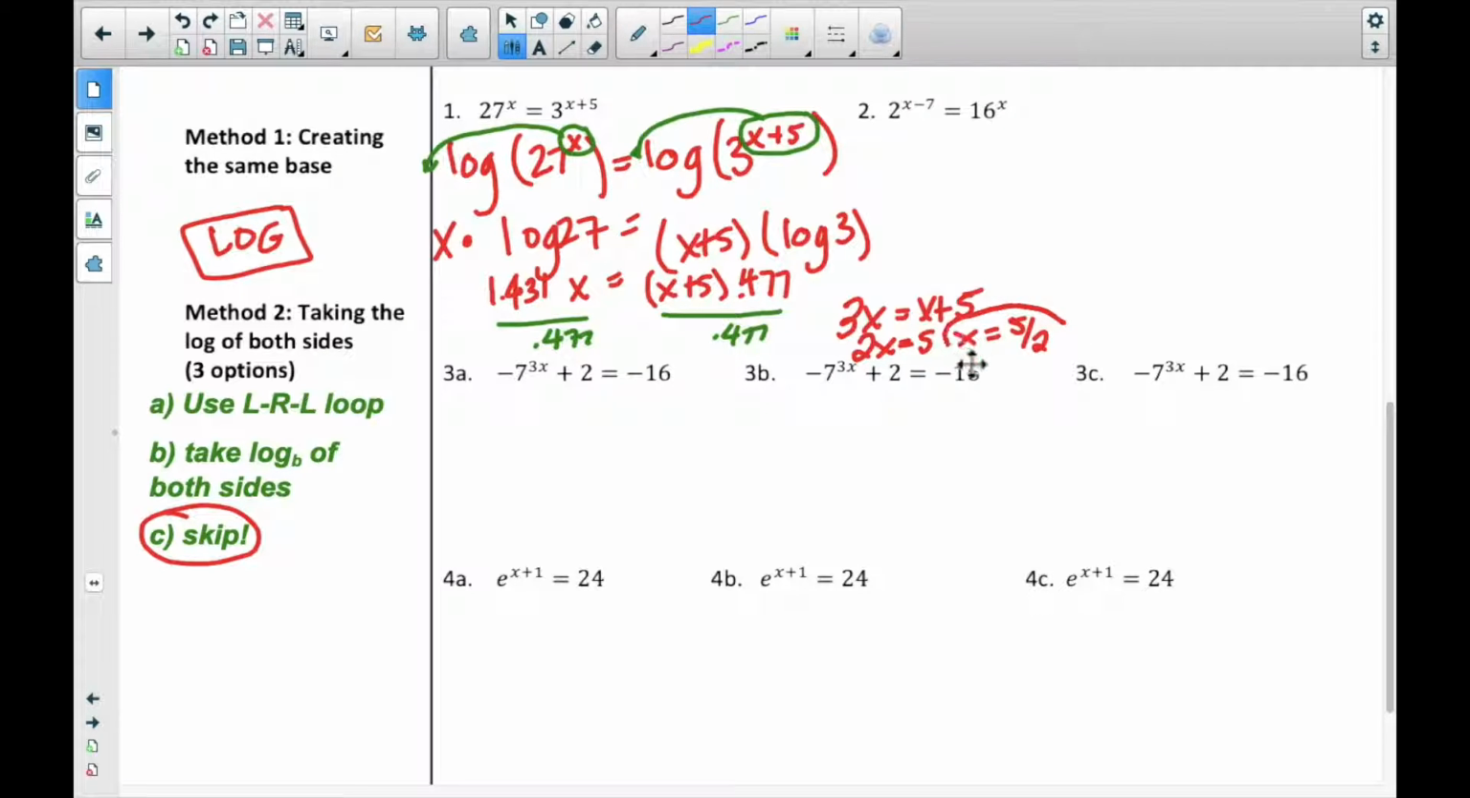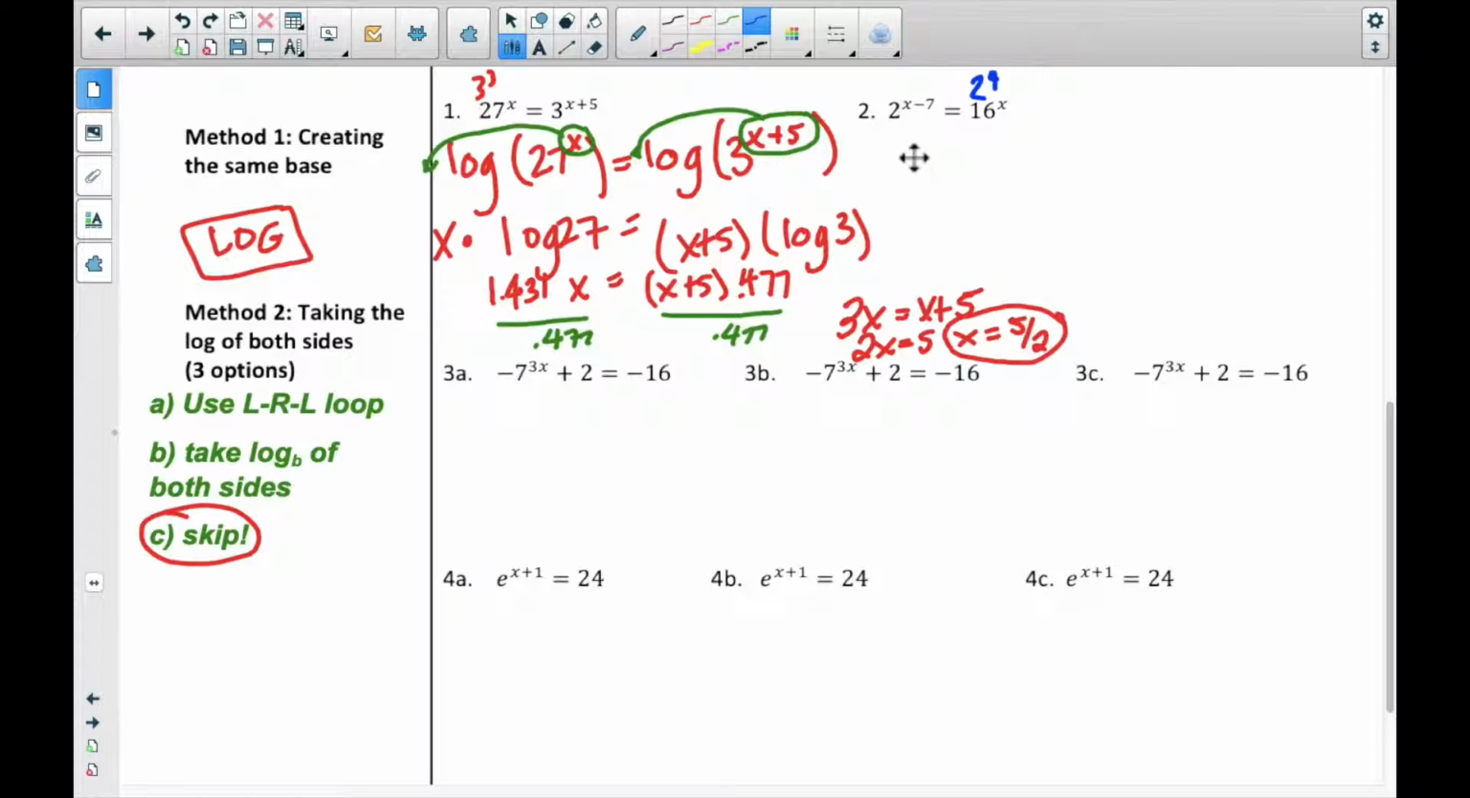And if you look at your paper from when you did this before, a couple of weeks ago, it was the same answer. The difference is, when we did this before, we broke up our 27 into 3 to the third, and we did it that way. But this is just a more straightforward way to do it. Let's do the same thing on number 2. Again, when we did this before, we took this 16 and we make it 2 to the fourth.